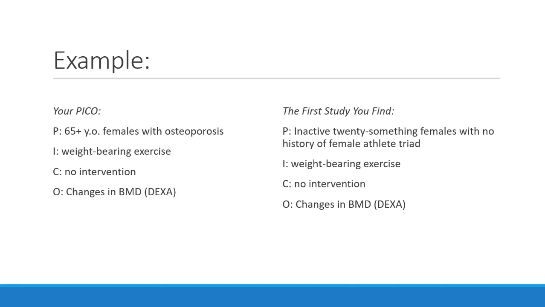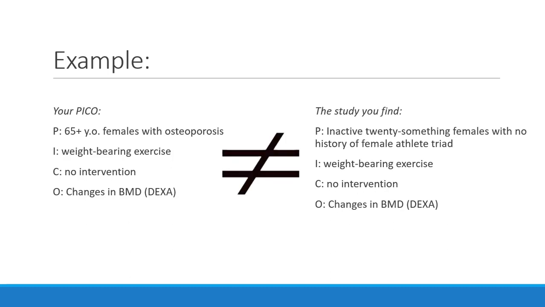And the first study that you find looks like it's covering weight-bearing exercise, no intervention in females that are not exercising. They're looking at the outcome of changes in bone mineral density, but the key feature is these are inactive 20-something females with no history of female athlete triads. So the physiologic status is associated with that. Not really a similar group.